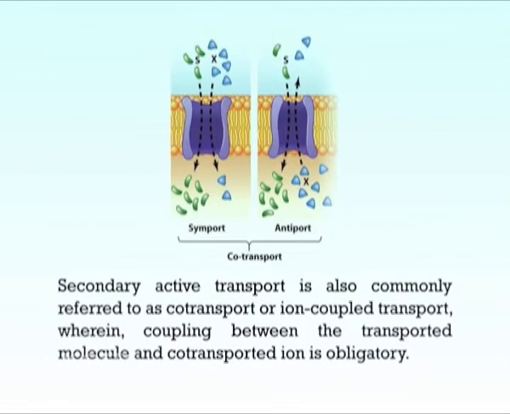Secondary active transport is also commonly referred to as co-transport or ion-coupled transport, wherein coupling between the transported molecule and co-transported ion is obligatory. That is to say that both the transported and co-transported species must be bound to the transporter for translocation across the membrane to occur.